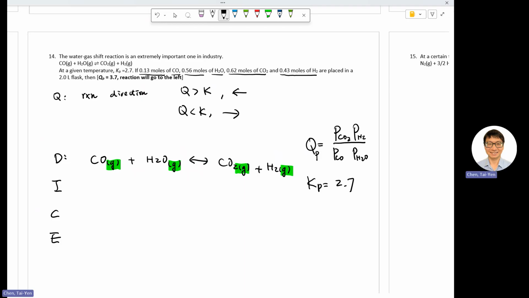Now you can think about it. You are going in I, C, or E. Which row do you put those numbers? I, right? How do you know it's actually I? Because it says they are placed together. They are mixed together. Sometimes it says "allowed to react". Those keywords tell you that it is actually in the I row.